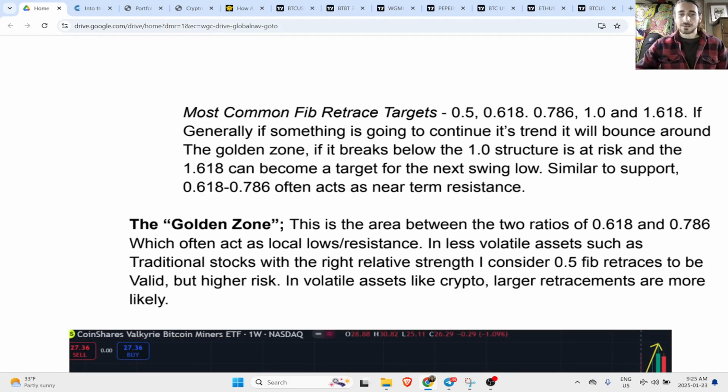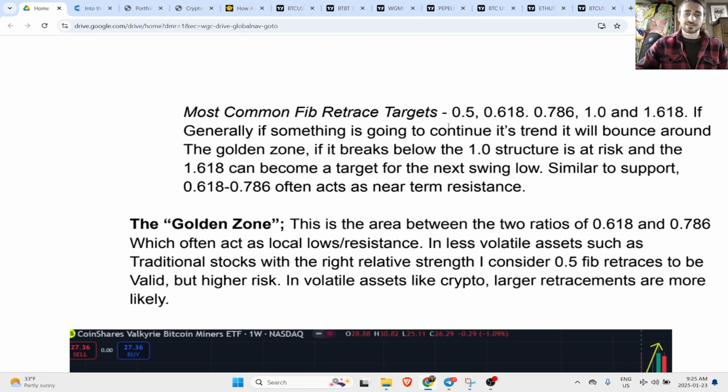Here I've got my most common fib targets. So the 0.5 to 0.618, I'm going to consider that valid golden zone for less volatile assets, or assets showing a lot of relative strength. At certain times throughout this cycle, I'll showcase it later, Bitcoin did only experience a 0.5 retracement, but due to the relative strength of it, I considered it valid, and then we just moved up from there.